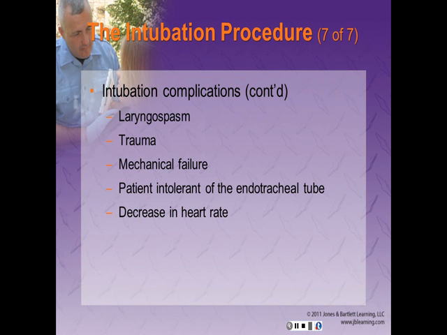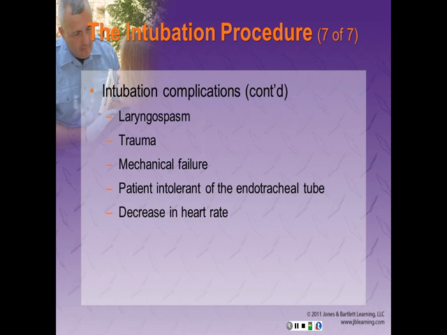Trauma. The laryngoscope and the tip of the ET tube can injure the lips, the teeth, the tongue, the gums, and other airway structures. You need to pay careful attention to your technique, and this will minimize trauma risk. Mechanical failure. You may hear or feel air coming from the oropharynx when ventilating the patient, indicating that the cuff may not have enough air in it. Get more air into the cuff or replace the tube.